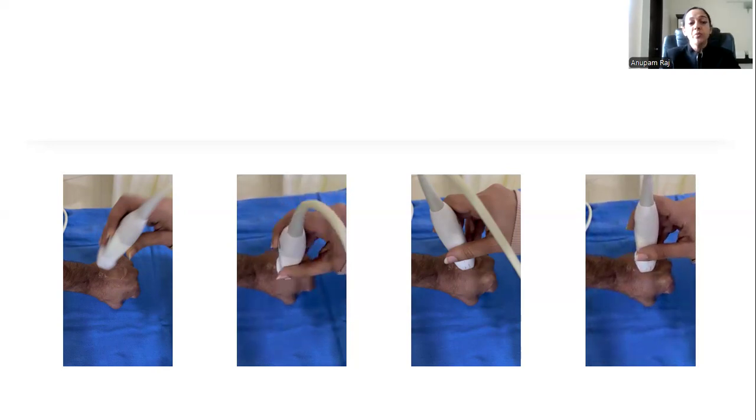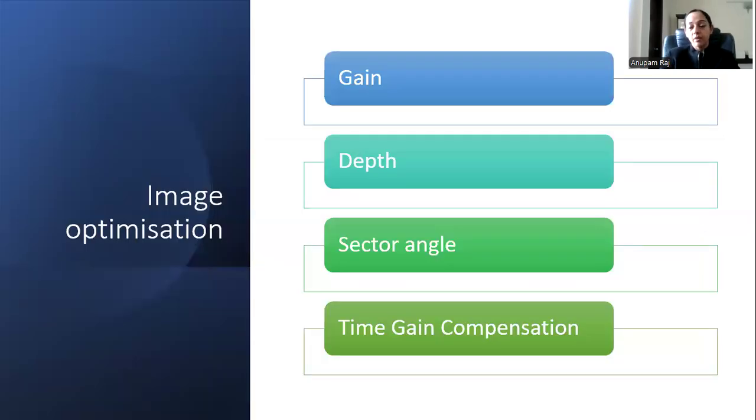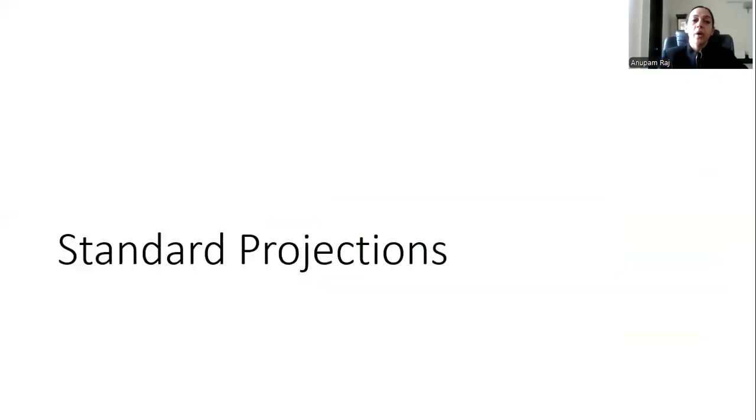Then comes when you're moving the probe along the orientation marker, and when you're moving the probe in the direction perpendicular to the orientation marker. The other things required for the best image acquisition are the knowledge of gain, depth, sector angle, and time gain compensation. Now, these are the basic understandings which we acquire when we start learning ultrasound, and I'm not going to go into the details of these things. However, understand your machine, and we will be adjusting each of these when we are acquiring the images.